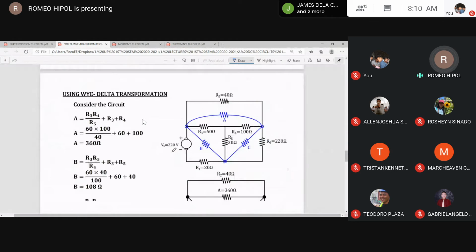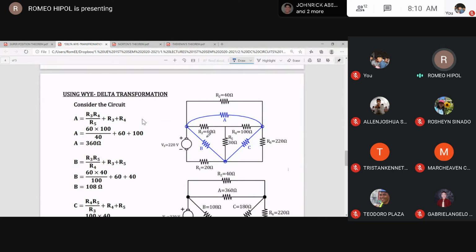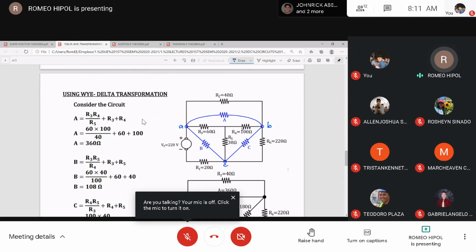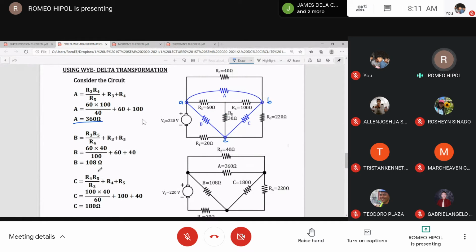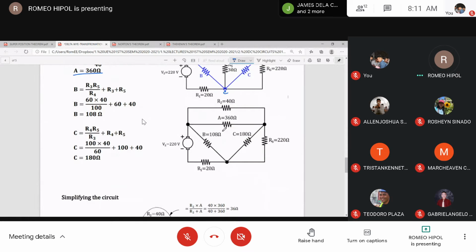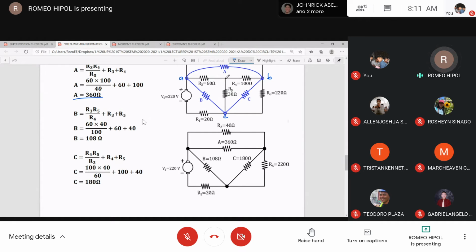Okay, using Y-delta transformation. So, napaliwanag ko na kayo na. We can use the Y connected resistances on this portion. Ito, mag-set tayo ng terminal A, B, and C. So, yung Y connected resistors will be converted into its equivalent delta connection. So, we apply the formula. So, we have the value of A, B, and C. Then, redraw the circuit and replace the old Y connected resistors with its equivalent delta connected resistors.